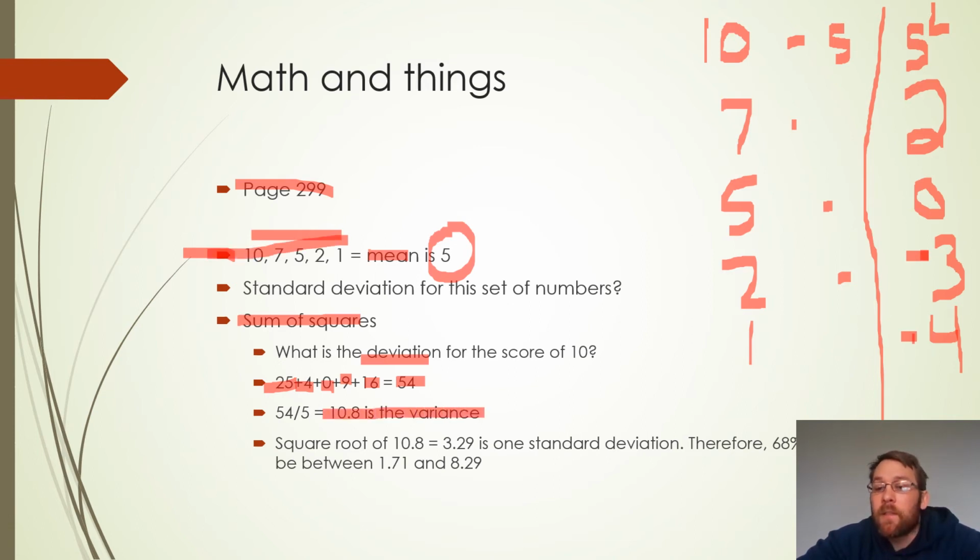10.8 is the variance. Now, because you squared the numbers, you have to find the square root of this number. The square root of 10.8 is 3.29. 3.29 is one standard deviation. Now, remember this number, 3.29.